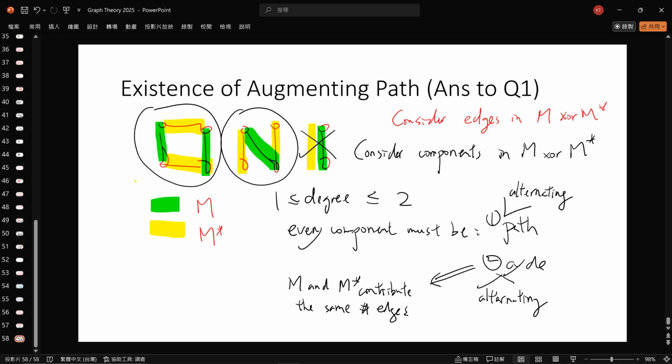And moreover, because we know that M star is larger than M, so at least one of these components, you must see that we have more edges from M star than the number of edges in M, okay? So like this one, okay? So here you can see that yellow edges, there are two yellow edges, but just one green edge, okay?